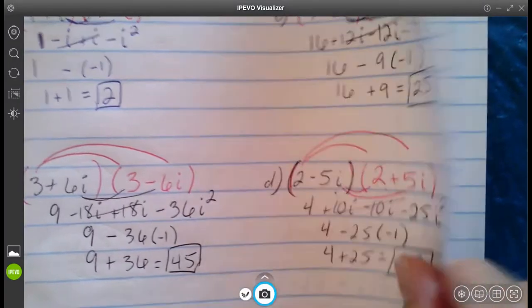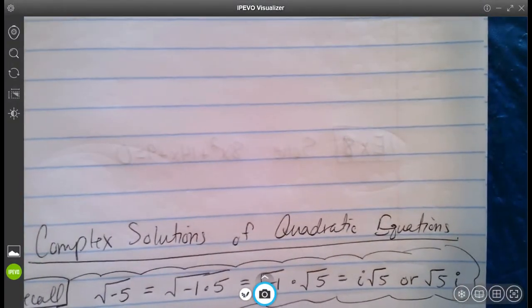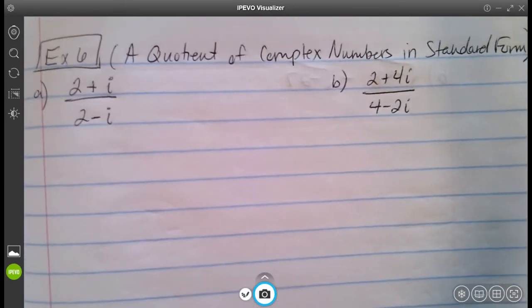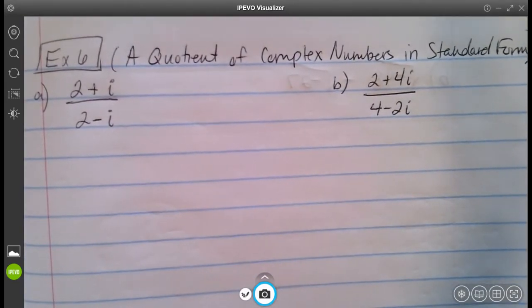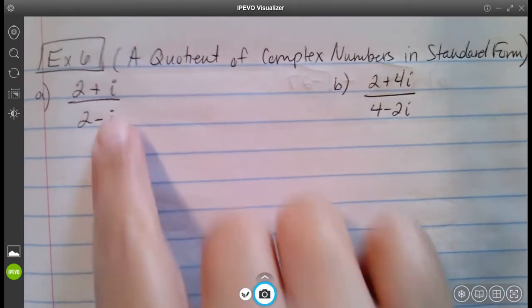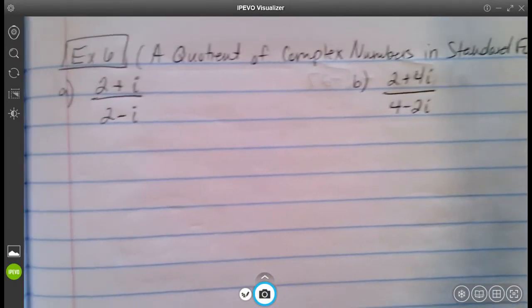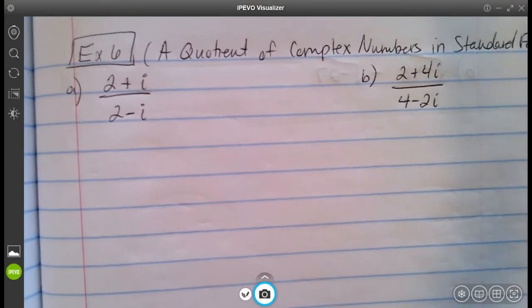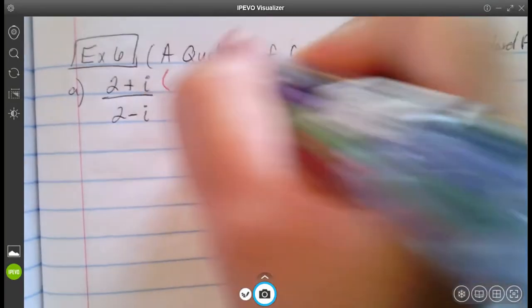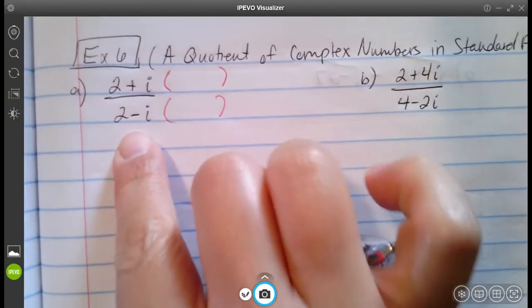Let's go ahead and do some actual numerical examples now, see how this works. We got two of them up here. It says write a quotient of complex numbers in standard form. So we're going to do the first one right here. We have 2 plus I over 2 minus I in the denominator. So the first thing we want to do is multiply times the complex conjugate of the denominator.